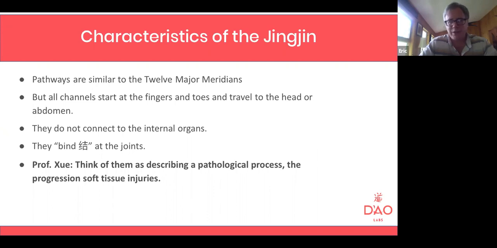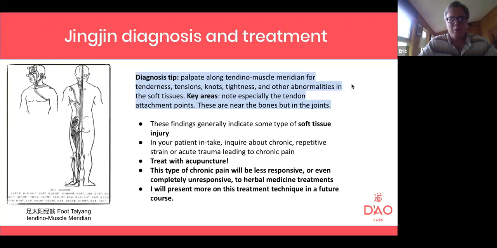So one interesting insight that Professor Xie has is that the Jinjin meridians, the sinew, the tendinomuscle channels, one way you might think about them is that they describe as much a channel as a pathological process, because most soft tissue injuries progress along those channels. They move up and down them. So these injuries tend to grow and develop, and there tends to be a progression to them.